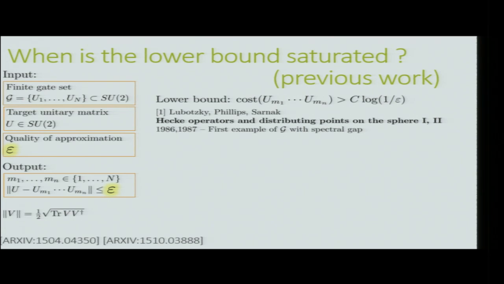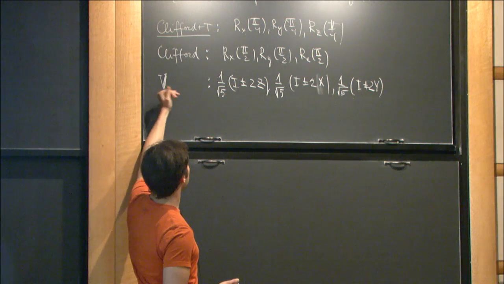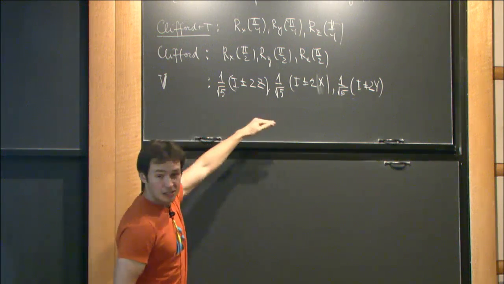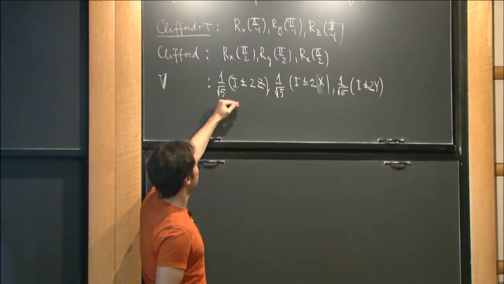Here is a brief history of this question. The first explicit example of G for which this lower bound is saturated was given in the Lubotzky-Phillips-Sarnak papers on Hecke operators and distributing points on the sphere. There are two of them, from 1986 and 1987. I also have an example of this set here. In our community it's called the V basis, because V stands for 5 here.